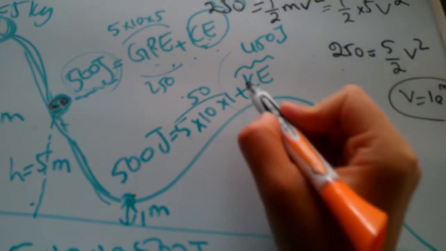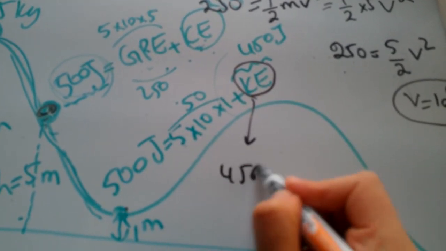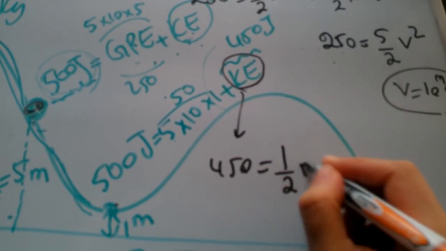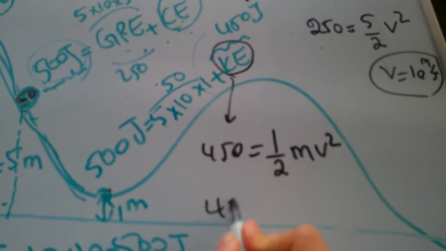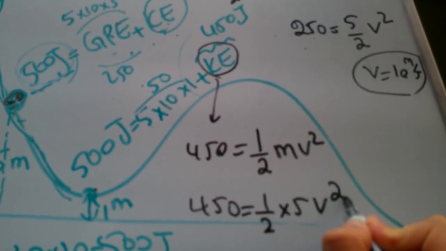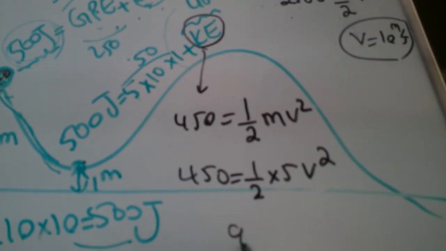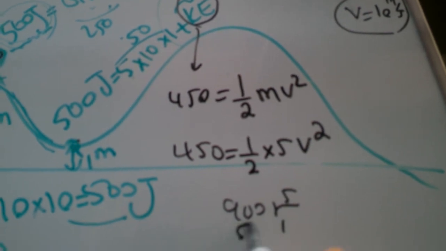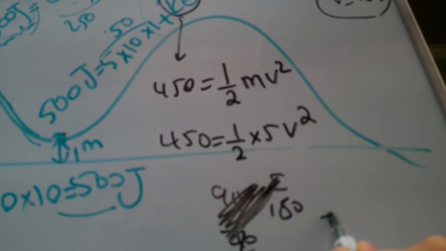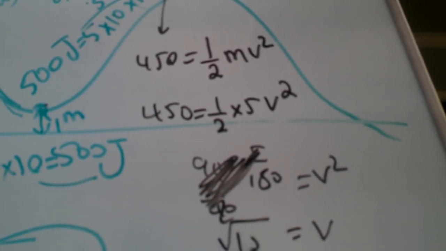At this point, where I know my kinetic energy is now 450 joules, if I ever want to know the velocity, it's a half mv squared. So 450 is a half times m times v squared. And then I can just solve for the velocity. So that gives me 900 over 5, 180 as my v squared, if you work it out. And v becomes the square root of 180.